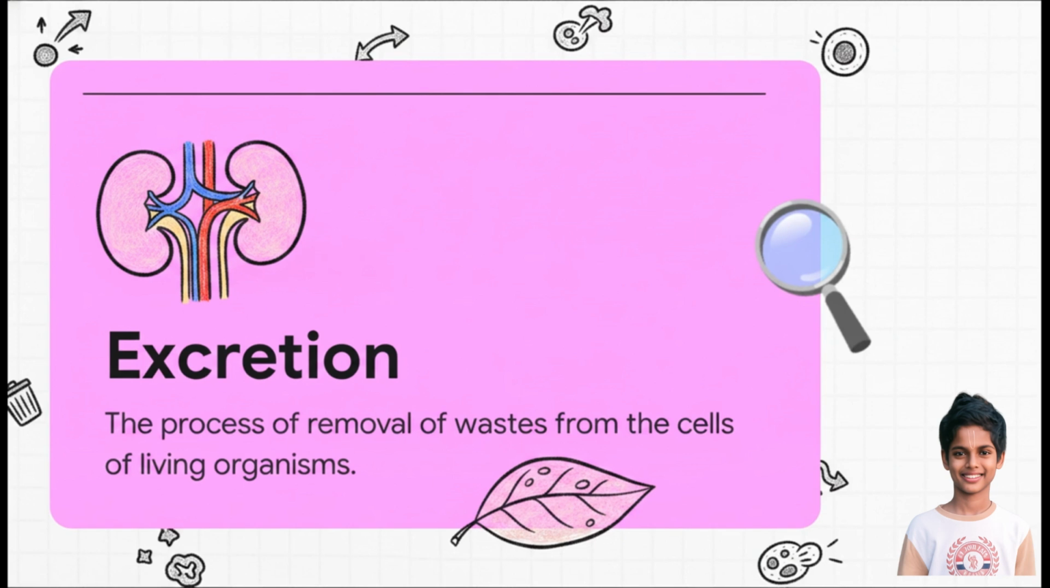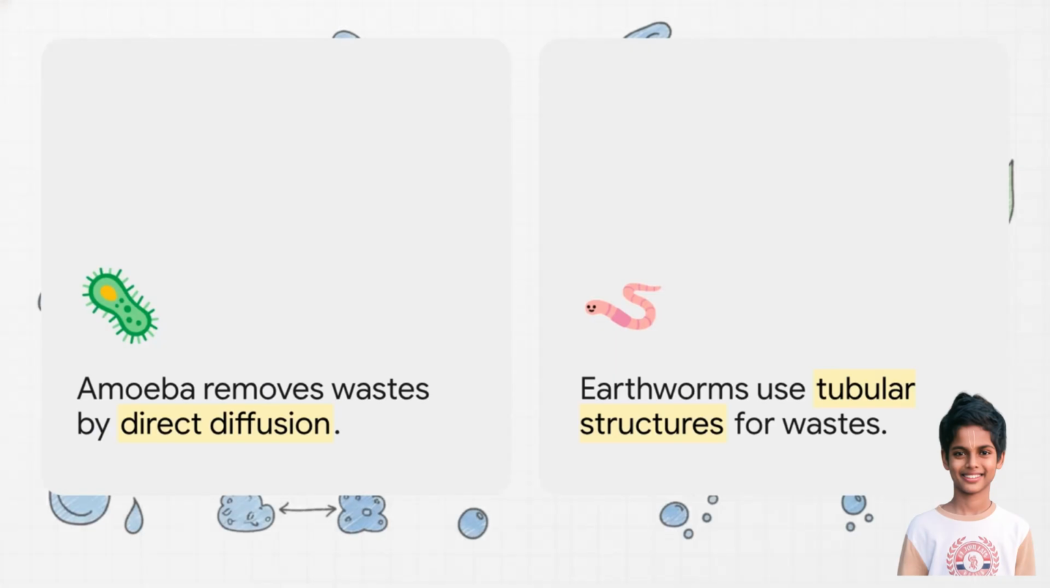And the incredible setup that handles this vital cleanup operation? That's your excretory system. It's fascinating to see how different creatures in the animal kingdom handle this. Notice the contrast here. The really simple animals like the amoeba, paramecium, or hydra, they don't even bother with a complex system. They literally just push their wastes out through direct diffusion, straight through their cell membranes into the environment.